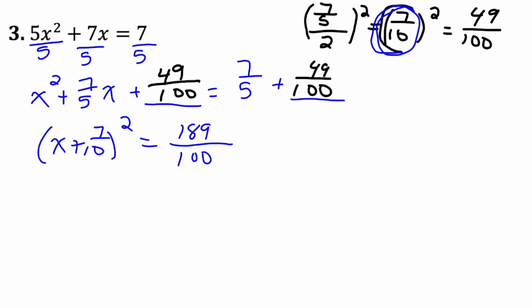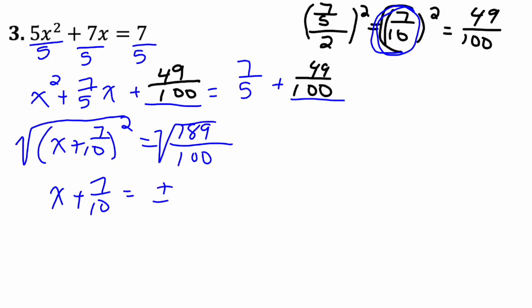All right, so next up, we are going to take the square root of both sides. So we have x plus 7 over 10 equals, need your plus or minus, the square root of 189 over. Actually, let me just do that now here real quick. Let me take this off to the side.